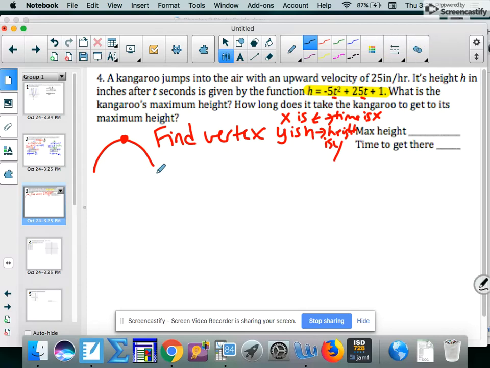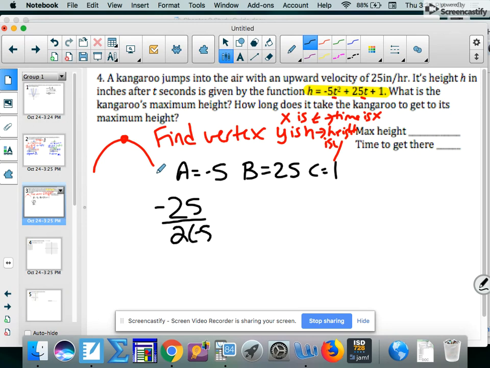So again, a is -5, b is 25, and C is 1. So I'm going to do -b, so -25, divided by 2 times -5. Remember, don't put all that in your calculator at once. You'll probably get the wrong answer. Do the bottom first. 2 times -5 is -10. And then just divide those, and I get 2.5. So remember, as my vertex, I have 2.5 as the x.